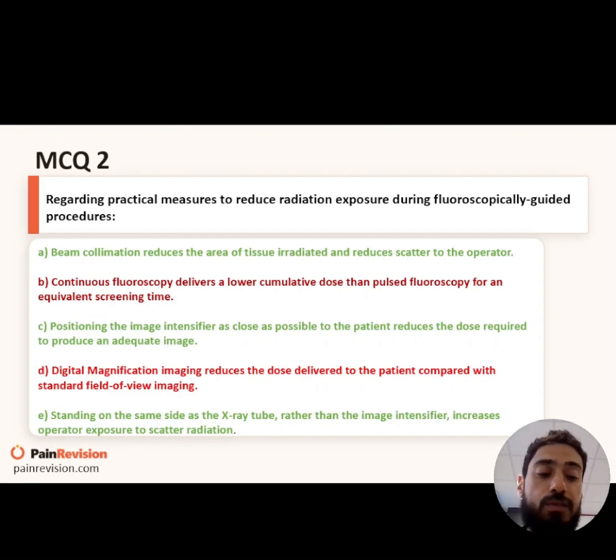And so that's the end of this series on physics of fluoroscopy and ionizing radiation.